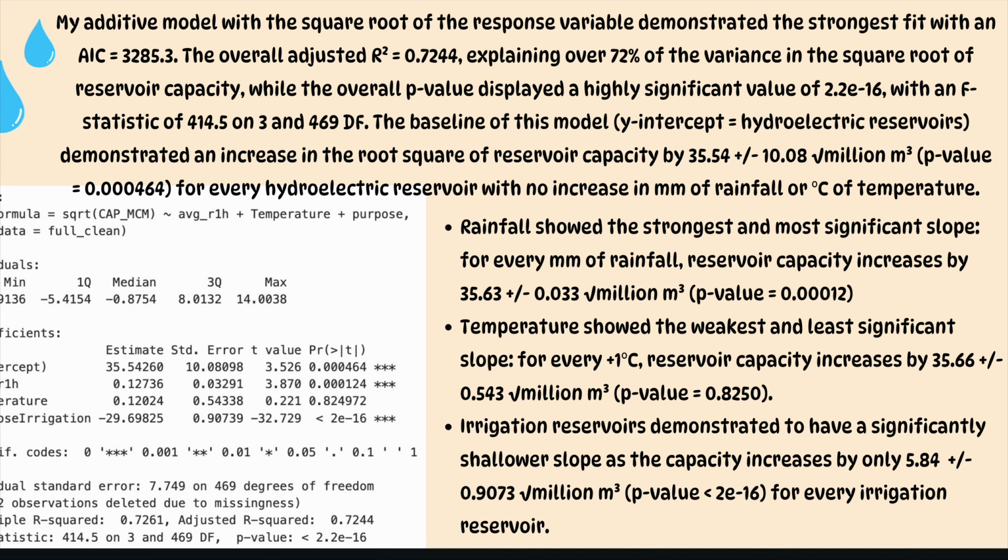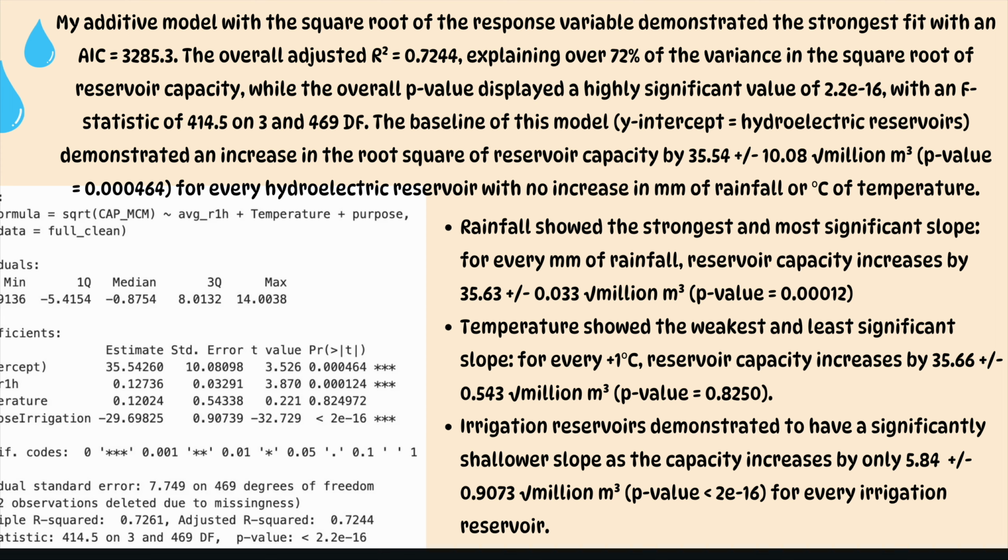2 additive, 2 interactive. One of the interactive was with the square root of the response, and one of the additive was the same with the square root of the response, while the other 2 were just the regular response without the square root. And my additive model with the square root of the response had the strongest fit with an adjusted R squared of 0.7244, explaining over 72% of the variance in the square root of reservoir capacity.